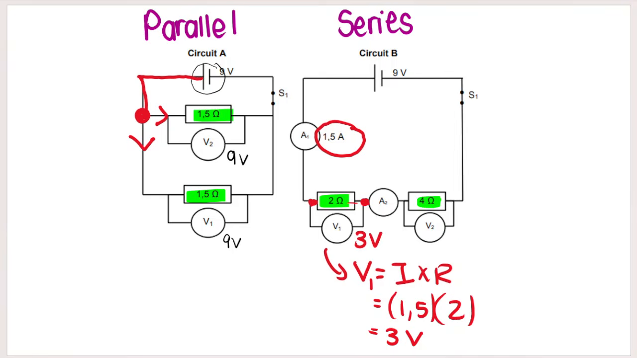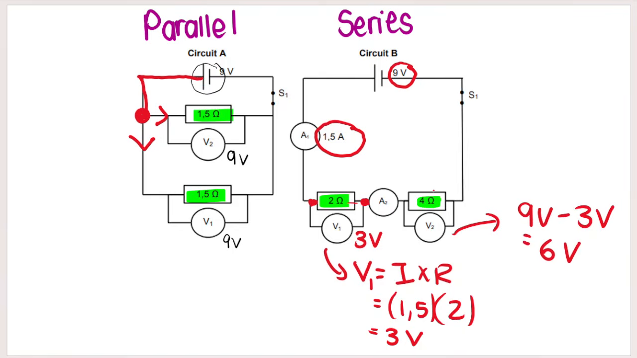What will V2 read? Can you tell me very quickly what V2 will read? Well, remember we said the voltage across the battery, the 9 volts, splits between resistors connected in series. So if 9 volts is the total voltage, the total potential difference, okay? Then 3 volts goes to V1, so then V2 will be 9 volts minus 3 volts. V2 will be 6 volts.